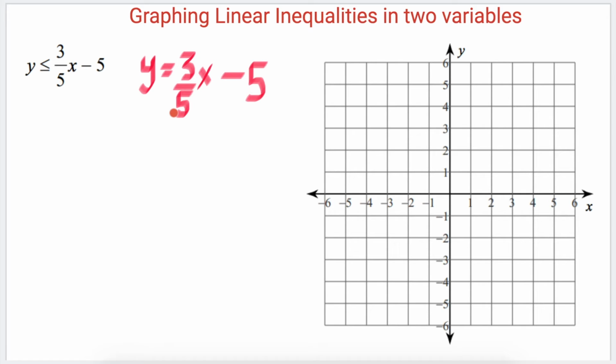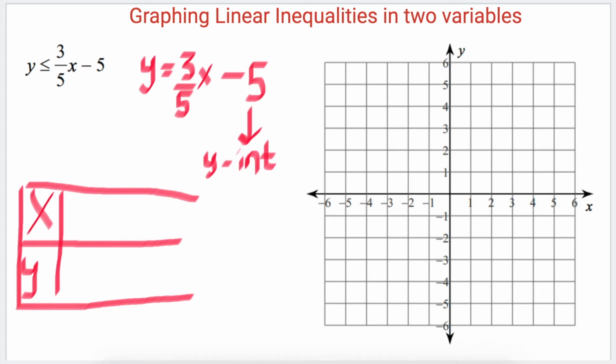If you want to graph a linear equation, you need to identify 2 points on the graph and then connect those 2 points. The first point is going to come from this -5, which is the y-intercept. So we know that the line is going to cross where y is -5. For the second point, we need to make a table. In this table, we're going to choose an x value and then plug it into the equation to get the y value.